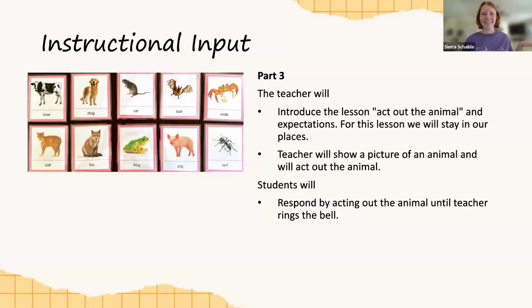Squeak. Great. Okay, everybody sit back down. We're going to do the next animal. Ooh, this is a tricky one. I got crab. Okay. All right. Let's see all of you act like crabs. Ooh, I see some very realistic crabs out there.